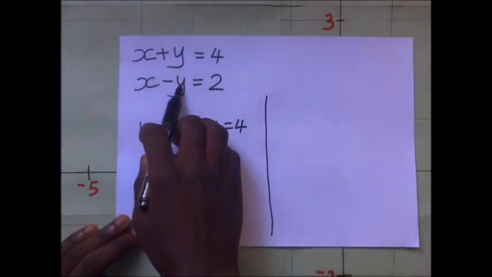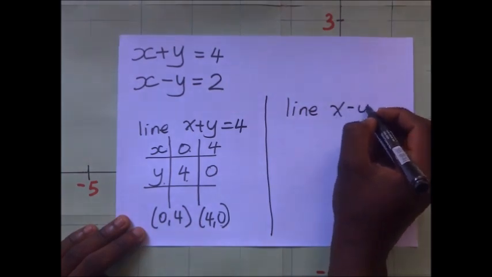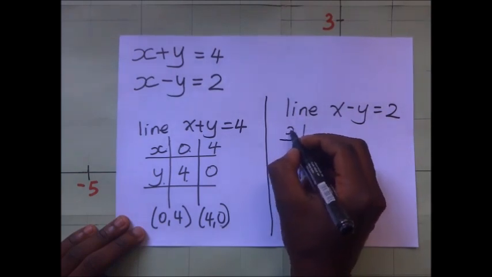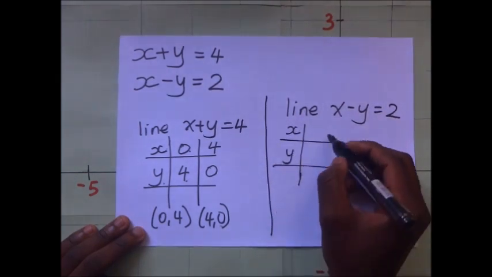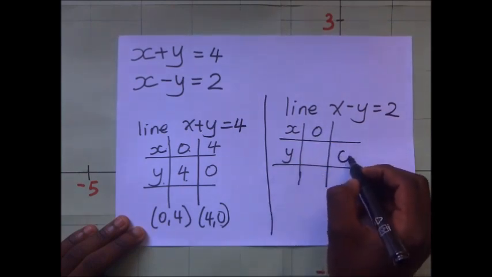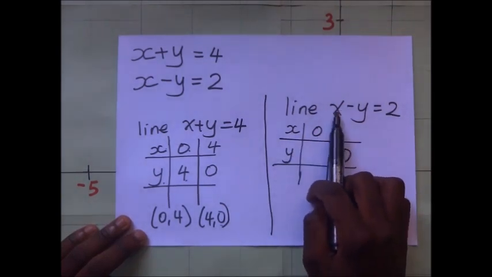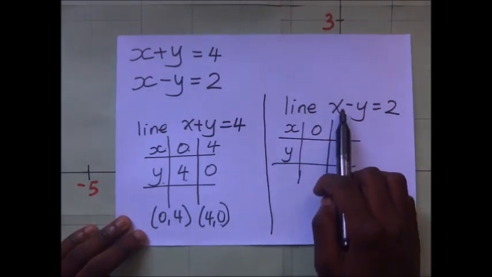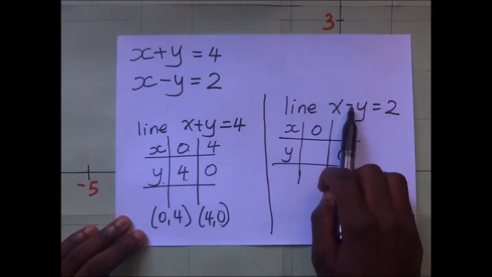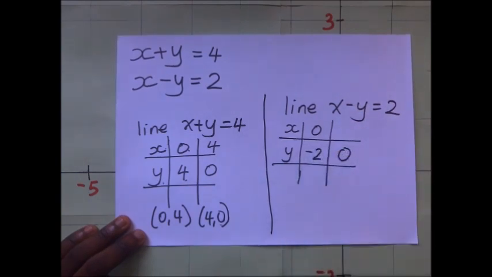Let's look at line x minus y is equal to 2. For this line, still we shall draw our small table, with x and y. We are supposed to find out when x is 0, what is y, and when y is 0, what is x. So we begin. When we substitute 0 for x, it becomes 0 minus y is equal to 2. So this is negative y. When that negative goes away, we remain with y as negative 2.